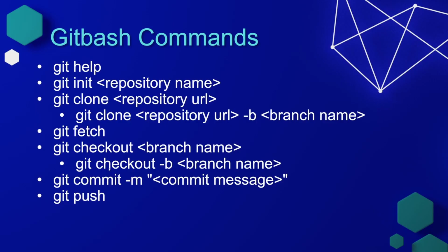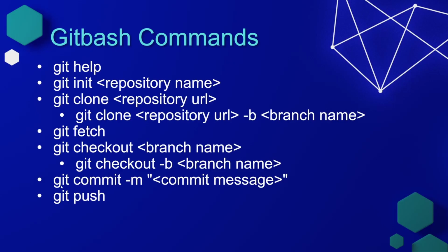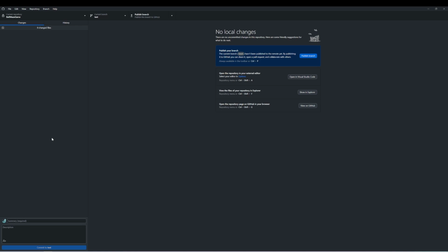Likewise, we can type git checkout and then -b and a new branch name, and that'll create a new branch. And we can see that it gave me a response, switched to new branch test, and now my branch is test. And if we go to GitHub Desktop, we could see that we're now in the test branch as well. The next one is git commit and then -m, and then we want to put a commit message. And this is that summary that's down here in the bottom.